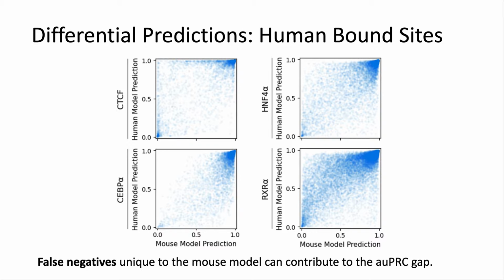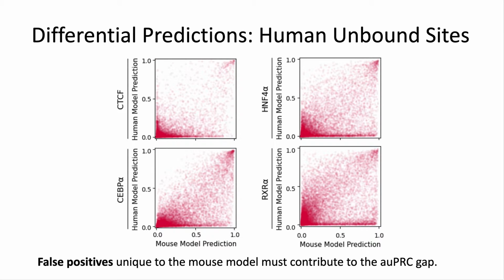On the other hand, if we look at the unbound sites from our human test set and look at the bottom right corner where we would find false positives unique to the mouse model, we see that there is indeed a large enrichment of sites, particularly for HNF4A and RXRA.